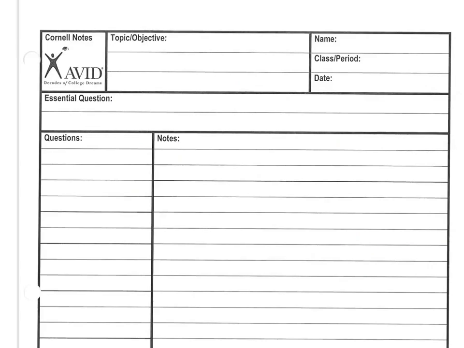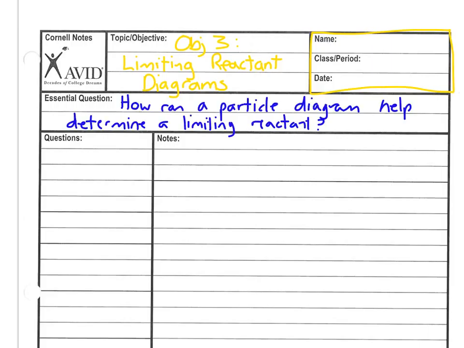So let's fill this out. Here is where your name, the class period, and today's date go. Over here in the objective box we are going to put our objective, which is objective 3, limiting reactant diagram. So we're going to be drawing our particle diagram. So let's come up with an essential question. How can a particle diagram help determine a limiting reactant?